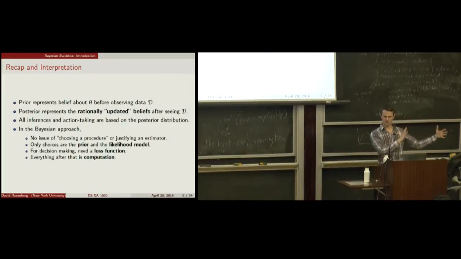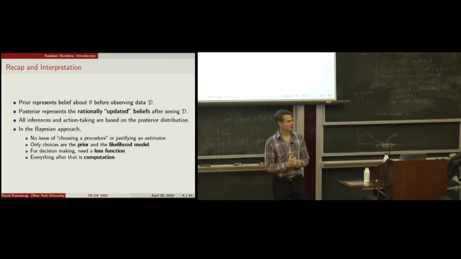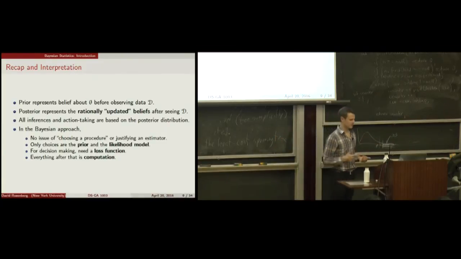So that's frequentist statistics. In Bayesian statistics, what do we end up with? We have our prior, we observe our data, we end up with a posterior distribution on theta. So that's a different kind of object. Now we have a distribution on theta, which represents our updated beliefs on theta.